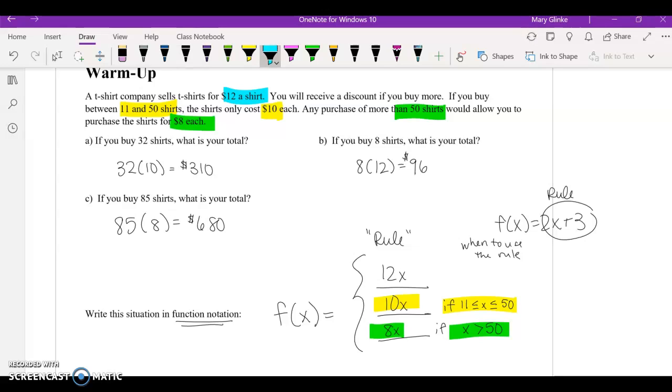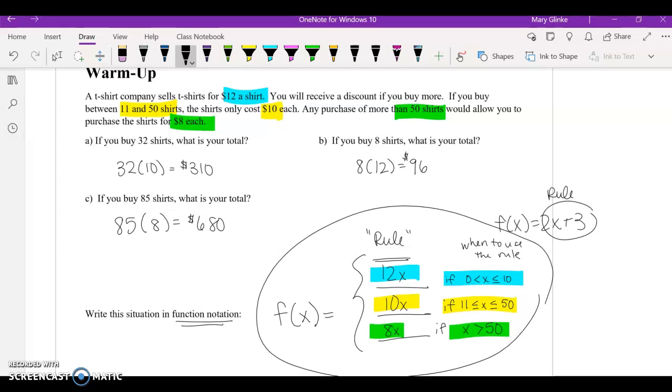And then the last one, or rather the first one, was $12 a shirt, and that started all the way back at the initial one. So if you started ordering shirts, so if you were somewhere greater than 0 shirts, but 10 or fewer shirts. So this is telling us when to use each of these rules, and then the rules themselves are telling us how we get our final answer. This is a piecewise function. All of that put together, there's different pieces.